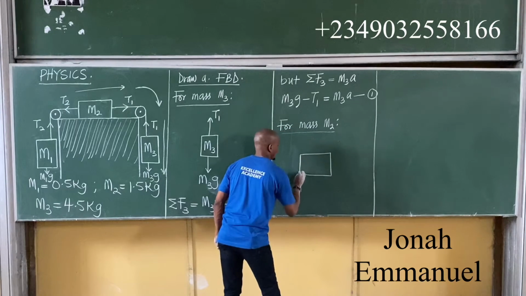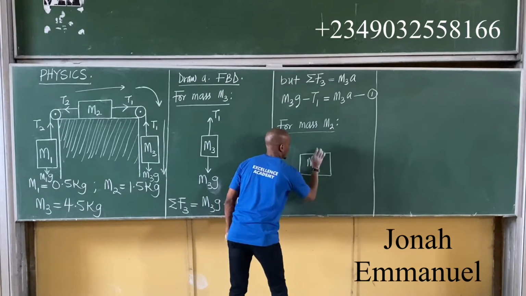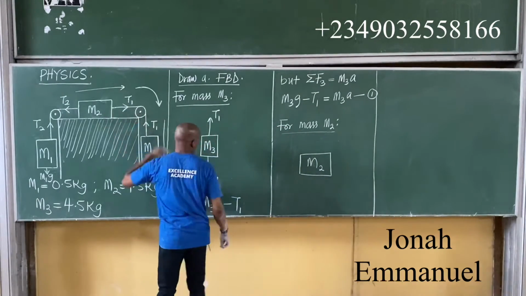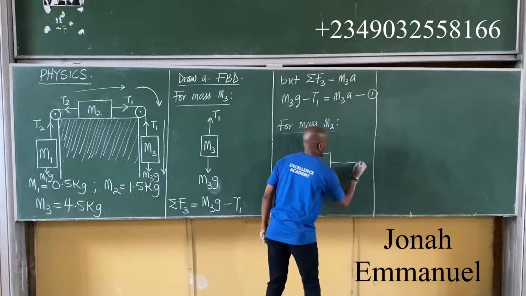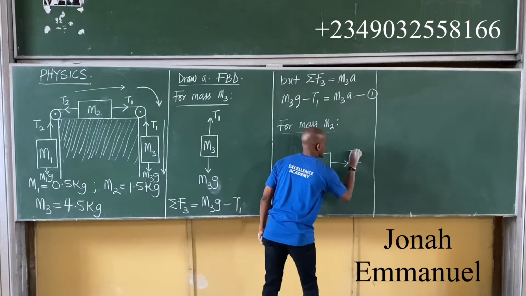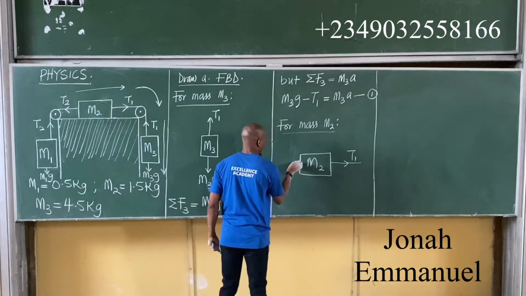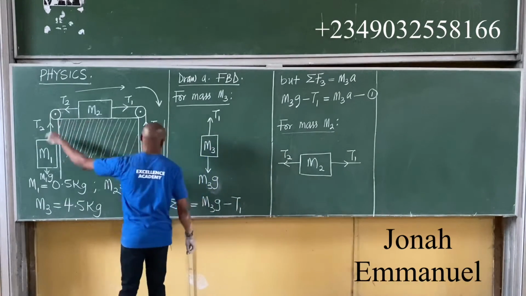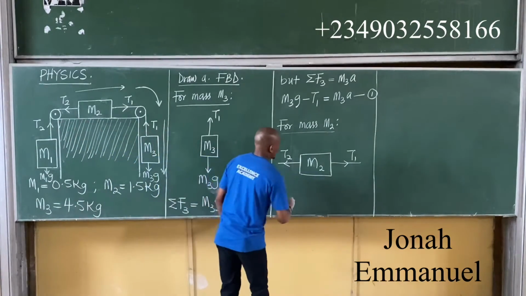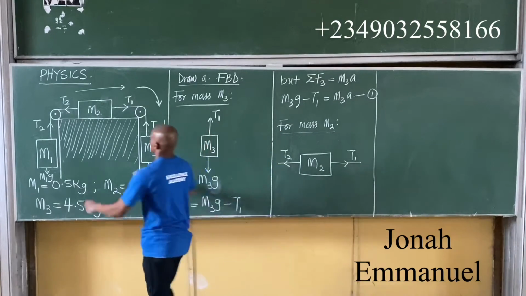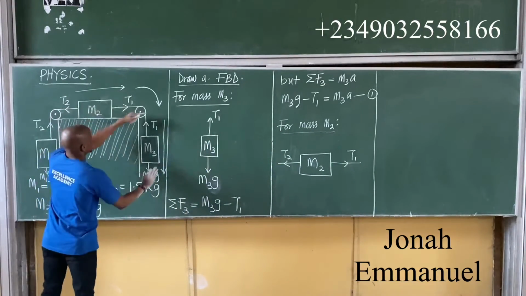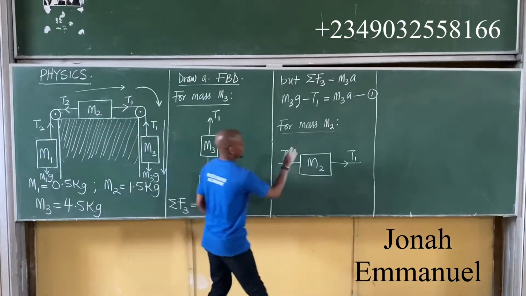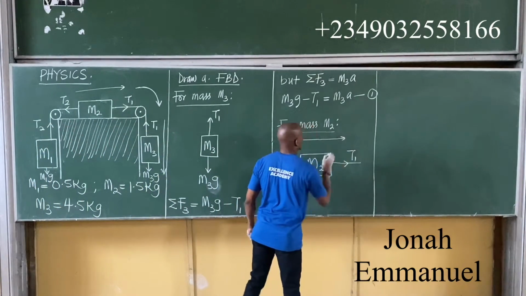For mass M2, I have T1 here, and T2 this way. For this case, my diagram is going this way, so M2 will move this way. So my direction is this way.